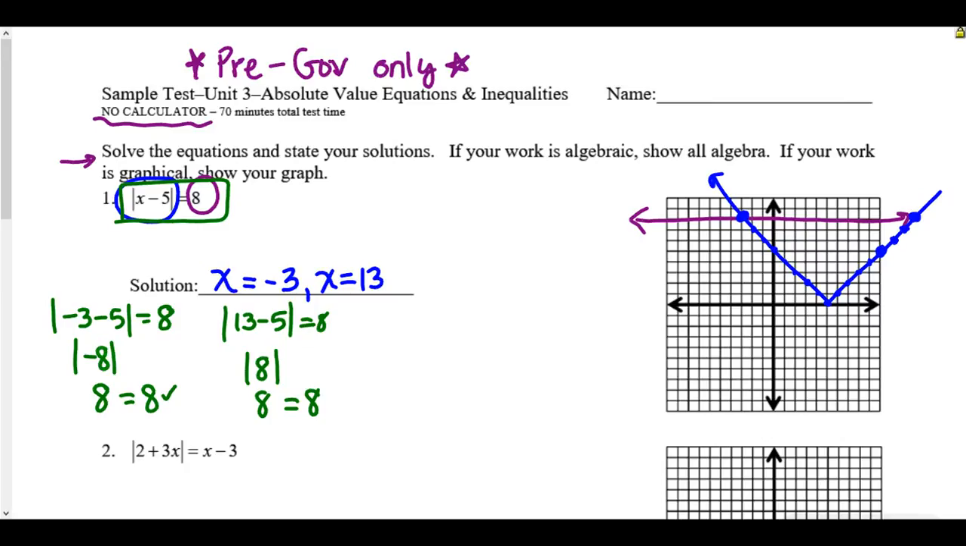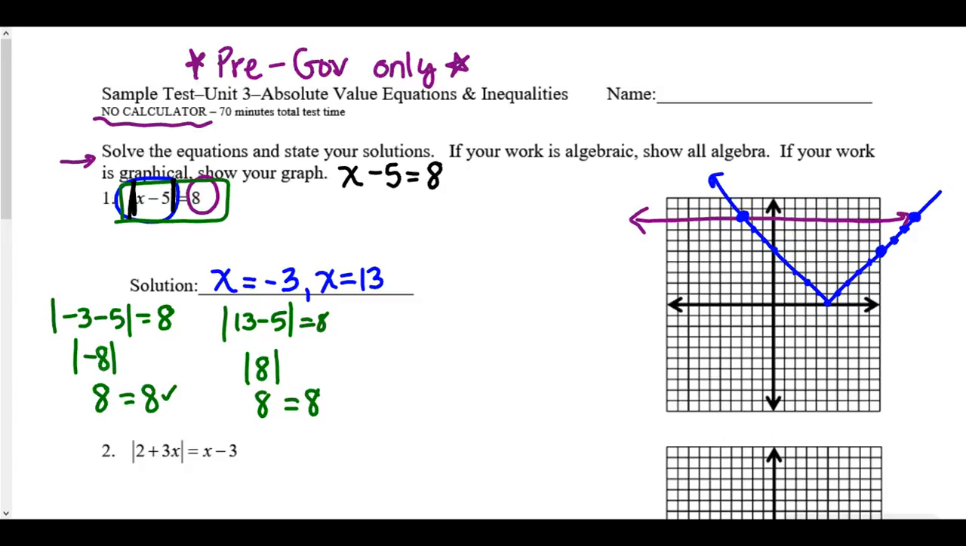If I wanted to solve this algebraically, the first thing I want to do is make sure my absolute value is by itself, which in this case it is, and then I'm going to split my equation into two parts. I'm not changing anything on the left side here. I have x minus 5 inside the absolute value. If that were positive, it would equal 8.